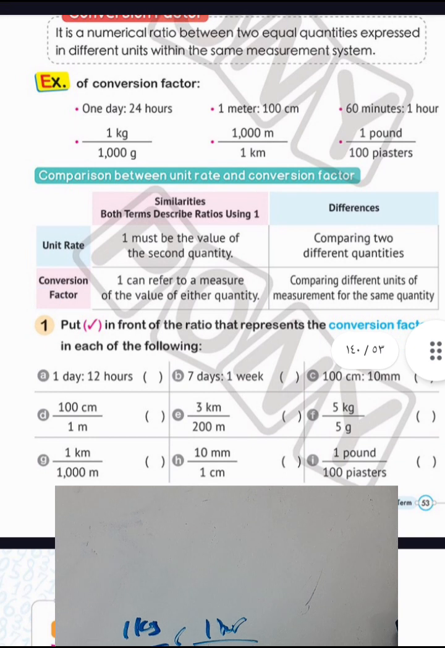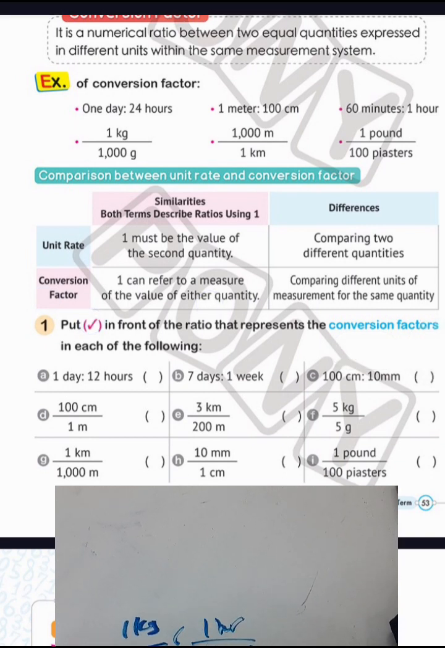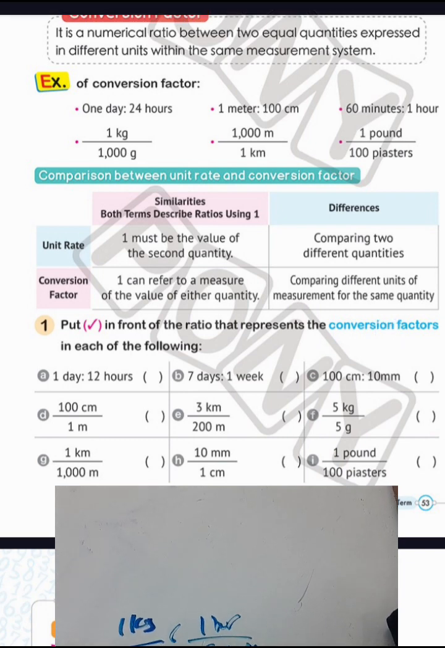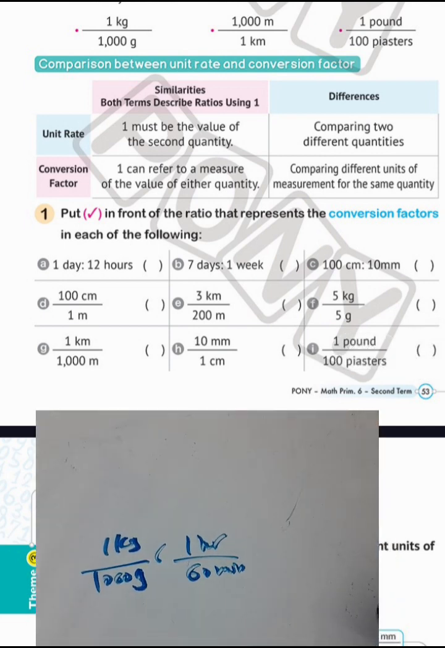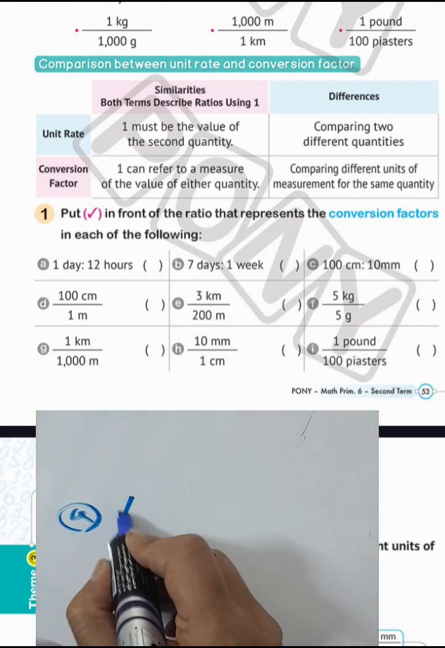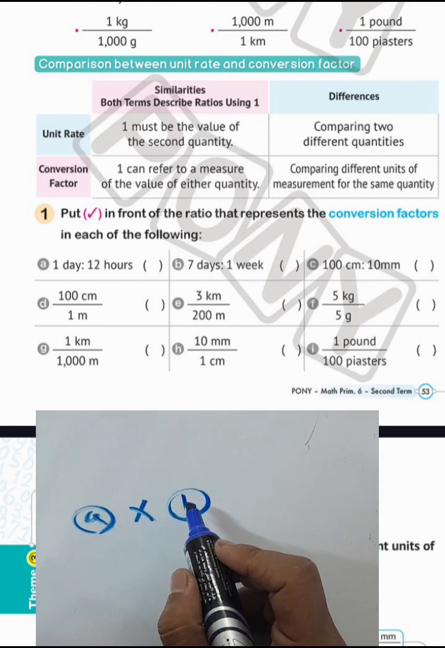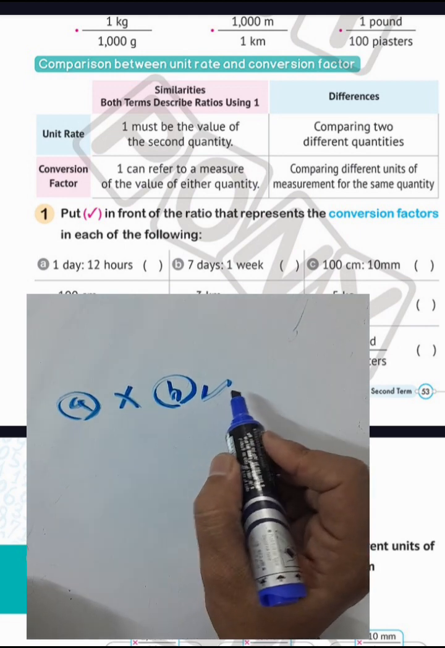Put true in front of the conversion factors. If it is a conversion factor, put true. About letter A, we have 1 day and 12 hours. We know 1 day equals 24 hours. Letter A will be false because it's not equivalent. Okay, letter B, we have 7 days and 1 week. It will be true because 7 days equal 1 week.